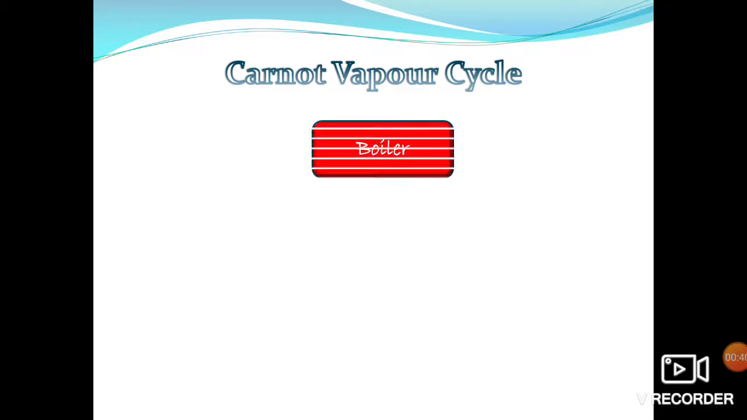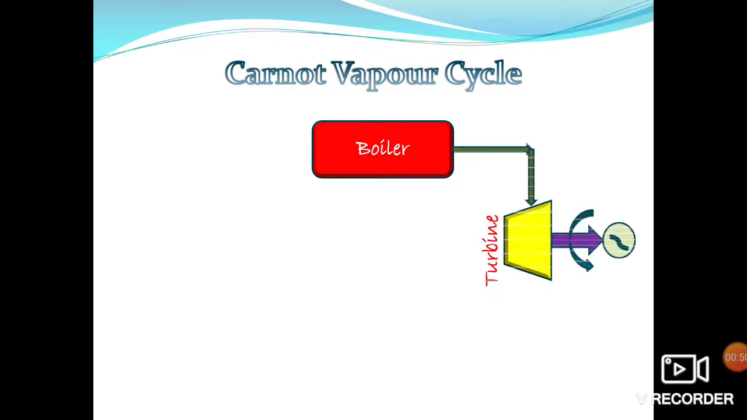First we'll see the various components of Carnot cycle and how it works. Basically the first component is boiler. The function of the boiler is to convert water into high pressure and high temperature steam. The steam which is generated in boiler is sent to the turbine. The turbine will convert the steam into mechanical work to generate electricity or can be used in some other applications.